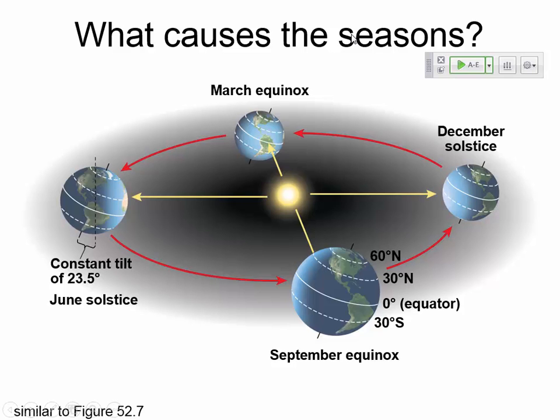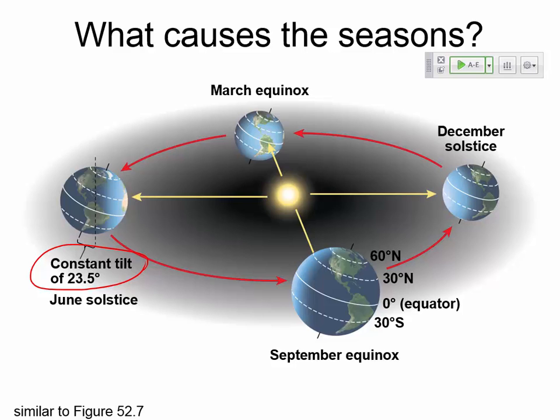So why exactly does the tilt cause the seasons? The tilt of the Earth is 23.5 degrees, and that is the tilt of the axis around which the Earth is spinning as it makes its circular or slightly elliptical orbit around the sun. And of course it takes a full year to go all the way around the sun, and during this year the tilt does not change. It stays at 23.5 degrees.